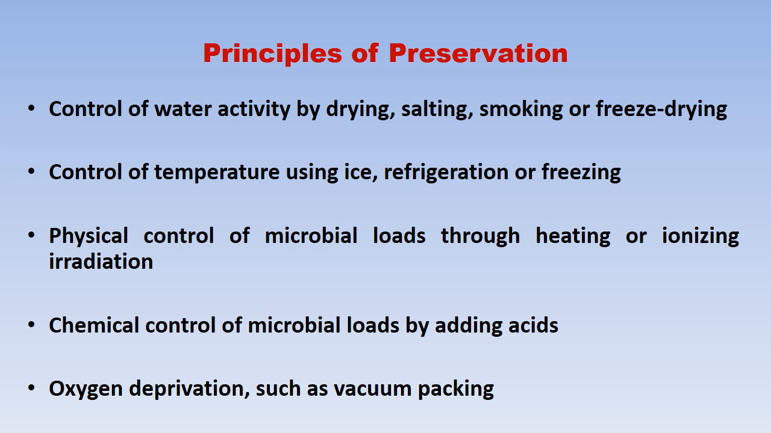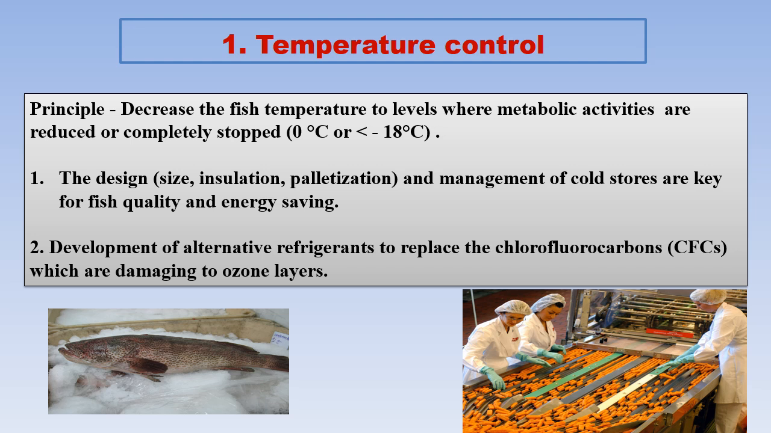Then there is physical control of microbial loads through heating or ionizing radiation. Then chemical control of microbial loads by adding different acids or other chemical preservatives. And finally, oxygen deprivation, by reducing the availability of oxygen to the microbes, such as vacuum packaging. Even modified atmosphere packaging we can apply for preservation. Now one by one we will discuss the principles of preservation and related methods.